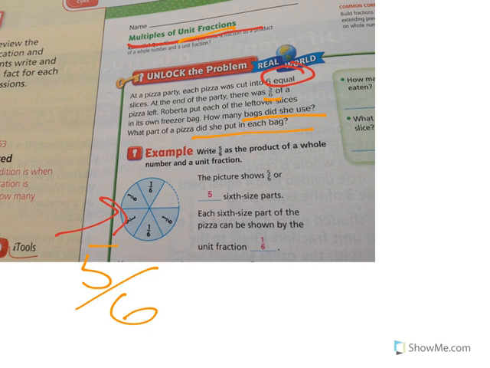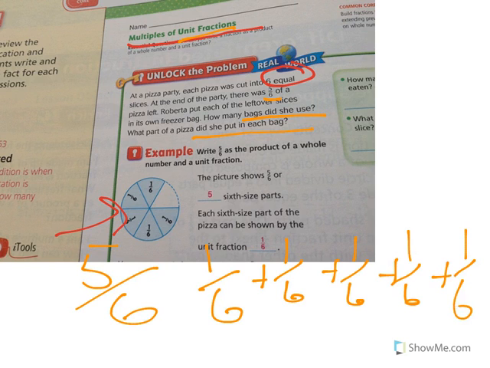Well, if we look at 5/6, if you broke it apart, it'd be 1/6 plus 1/6 plus 1/6 plus 1/6 plus 1/6. 1/6 plus 1/6 5 times, right? Because as we add those, our denominator never changes. It's our numerator that we add. So we have to have 5 of those.